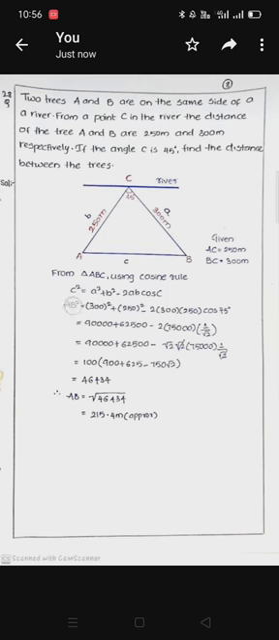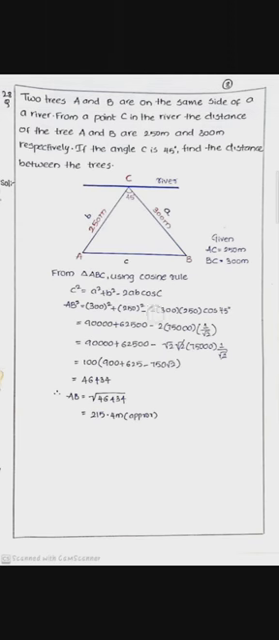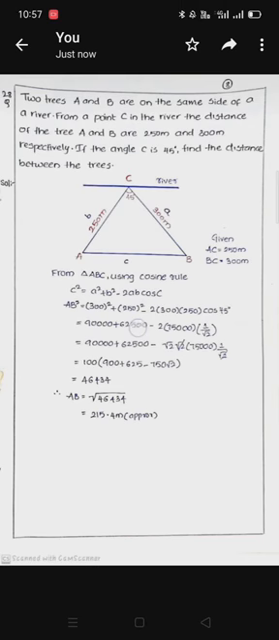So c square means AB square. A square is 300 meters square. B square is 250 meters square. Minus 2 into 300 into 250 cos C, where C is 45 degrees, given in the problem. By simplifying, 300 square is 90,000. 250 square is 62,500. Minus 2 into 300 into 250 is 75,000, and cos 45 is 1 by root 2.